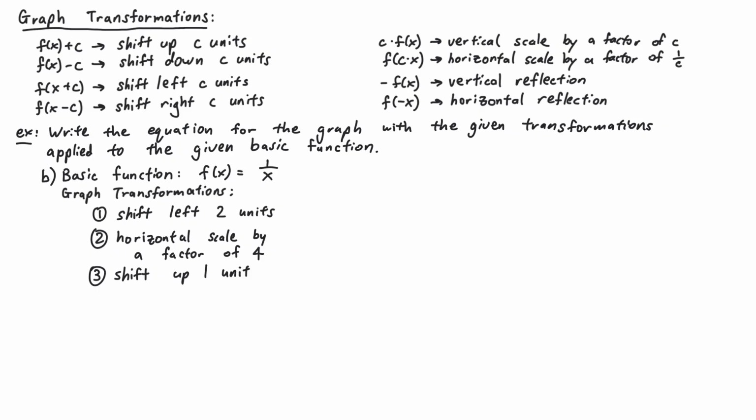In example B here, our basic function is f of x equals 1 over x, the reciprocal function. The graph transformations that we want to apply are shift left 2 units, horizontal scale by a factor of 4, and then shift up 1 unit. So we just need to apply these transformations one at a time. Our first transformation, shift left 2 units. If we want to shift to the left 2 units, we want to replace our input x with x plus c.